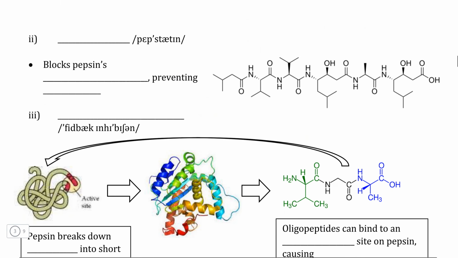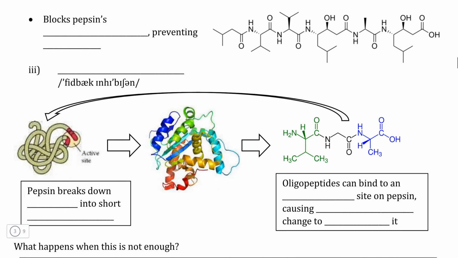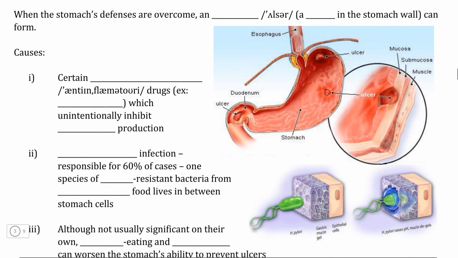In part 2 of this video, we're going to look at more complicated measures of how the inside of the stomach protects itself from digestion, as well as look at the negative consequences of when these protective measures are not actually enough, and what consequences can happen if the stomach wall is actually digested by its own acid and digestive enzymes.